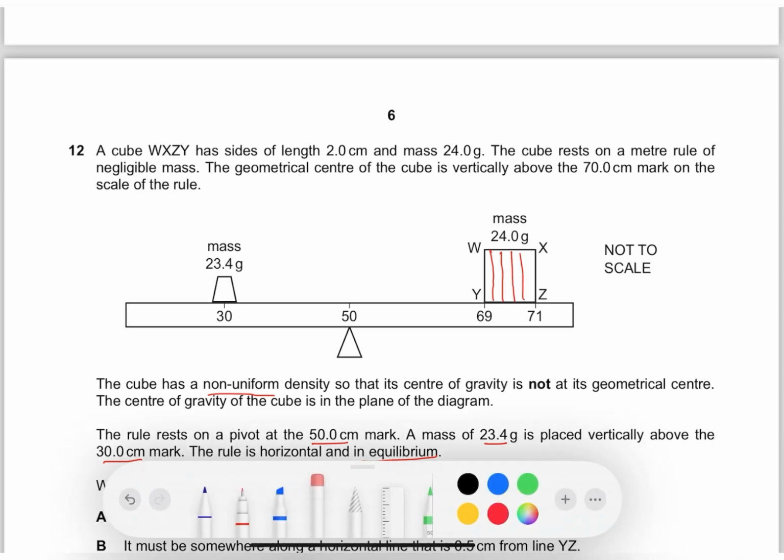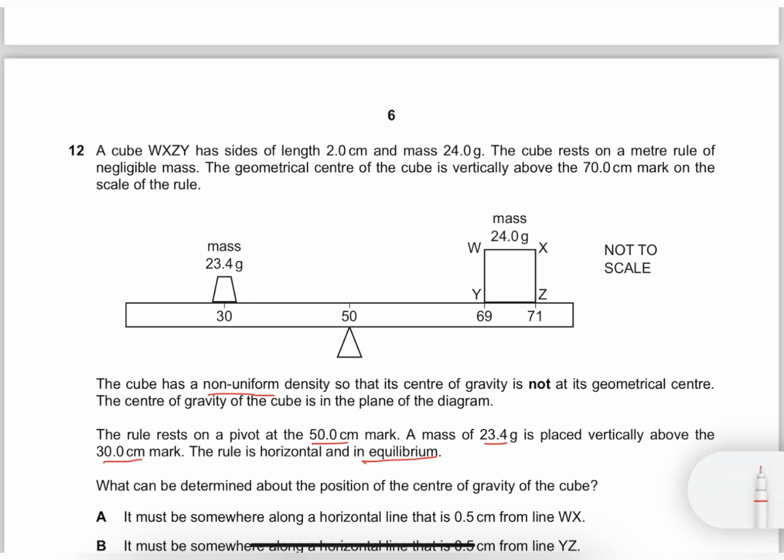So how can I do that? Let the distance from the center of mass be d. We do not know where the center of mass is, so let the distance be d. And this distance over here, see from 50 to 30, don't get confused, is 20. So 23.4, don't take weight, it is not necessary because it will be cancelled otherwise, times 20 equals d times 24.0.